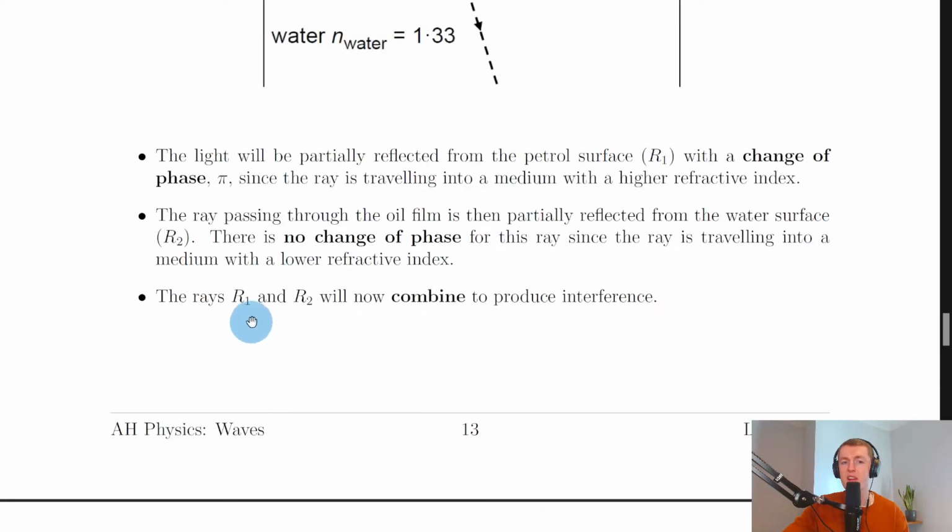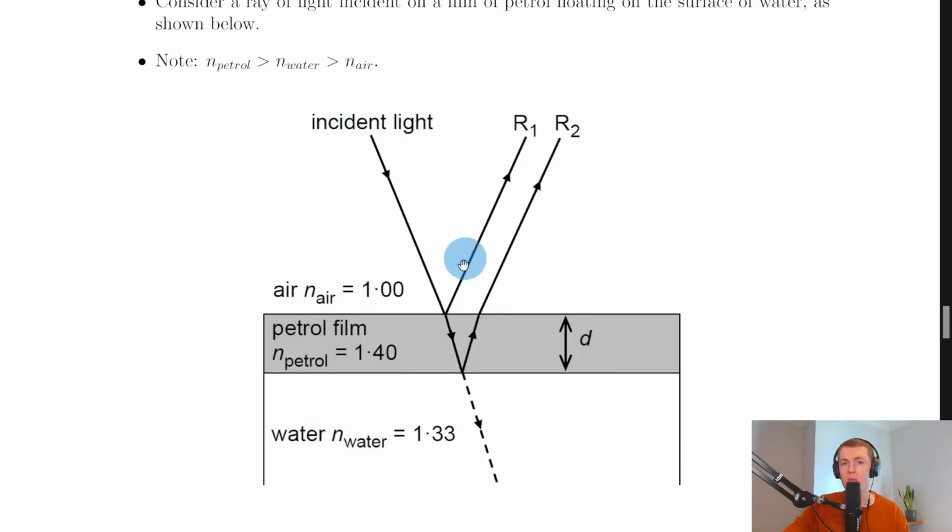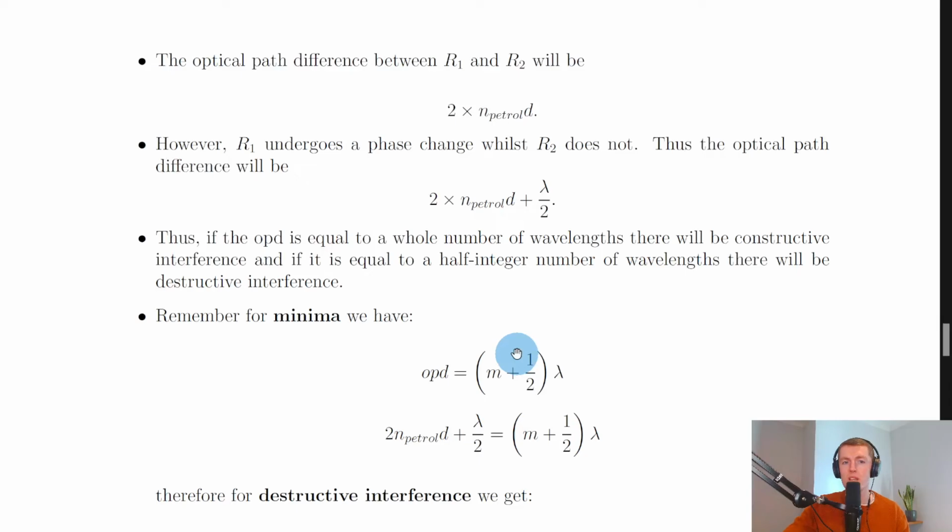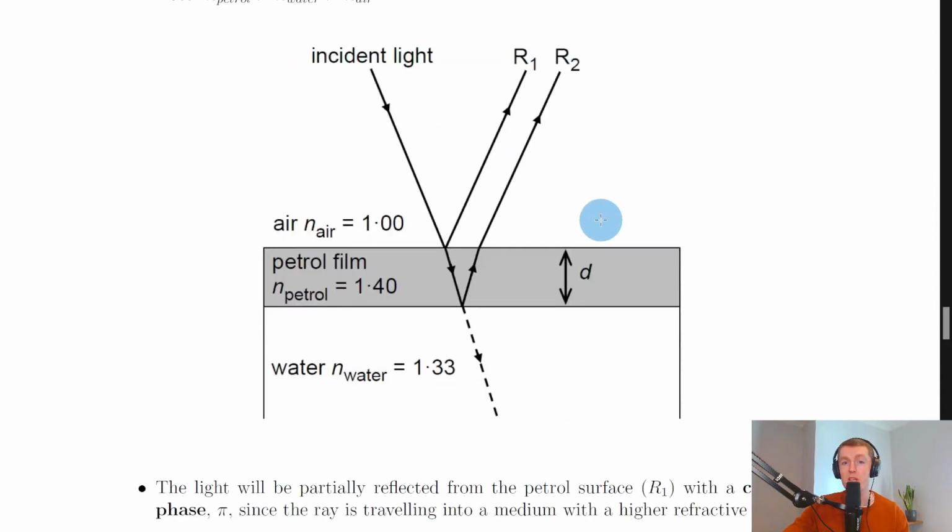So we can then say the rays R1 and R2 will now combine to produce interference. So you've got this ray R1 which has travelled a shorter distance than ray R2, and R1 has undergone a pi phase change, whereas R2 has not undergone a phase change but it has travelled further. So what we can then do is say that the optical path difference between R1 and R2 will be 2 times n petrol d. And that's because if we look at the picture here, remember the optical path length will be the refractive index times the geometric path length. So the geometric path length is basically just the width of my film here, which has the symbol d, and the optical path length is going to be n times that.